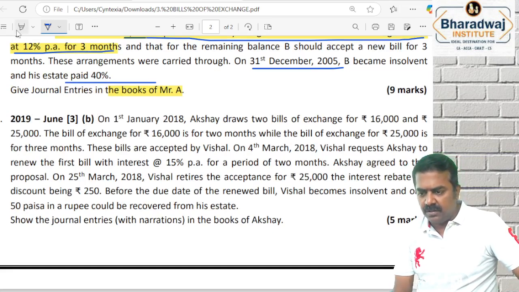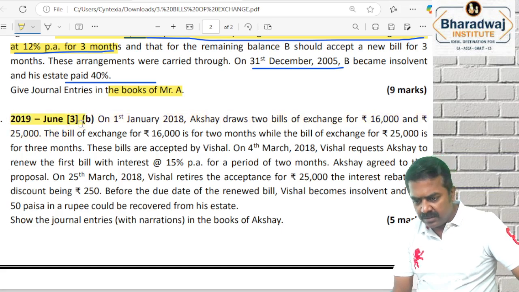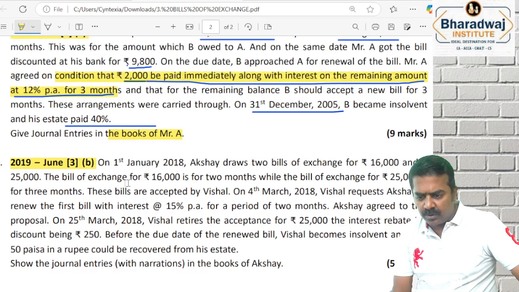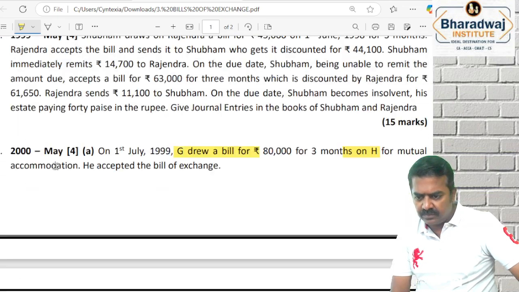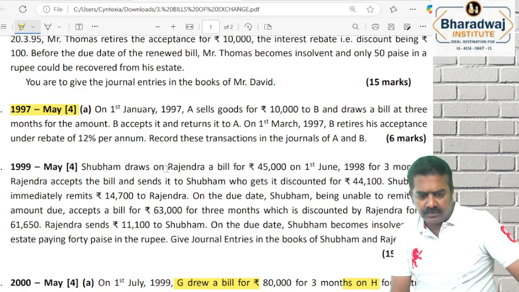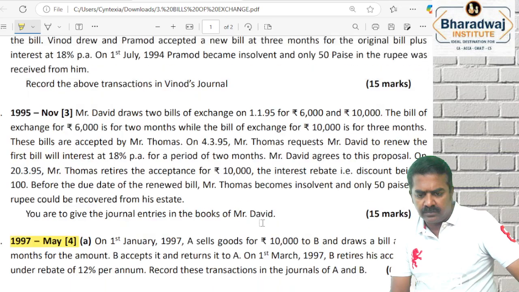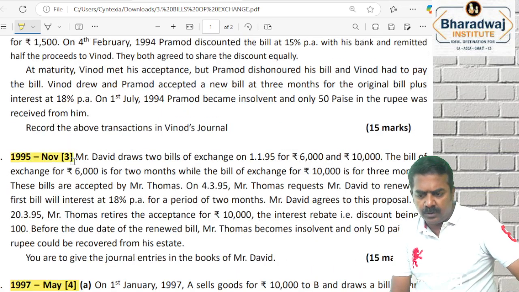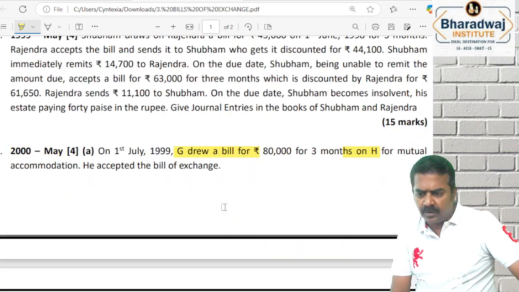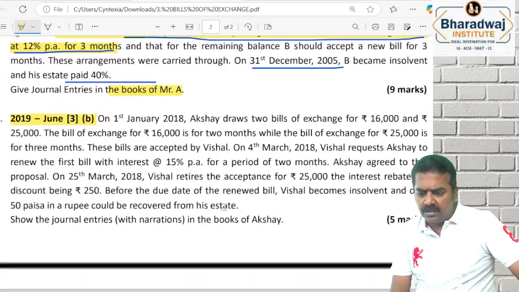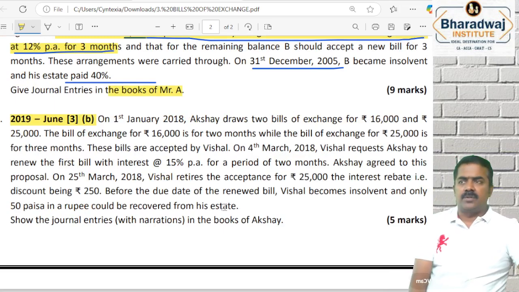Try this question. This ninth question is one of the most repeated models. There is another question in this same model, the two bills of exchange model. Okay, so try this ninth question. You are the one who is going to try.